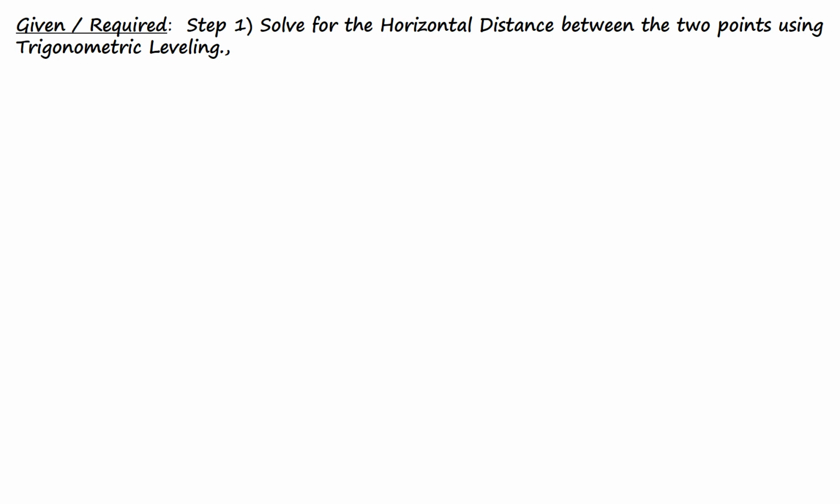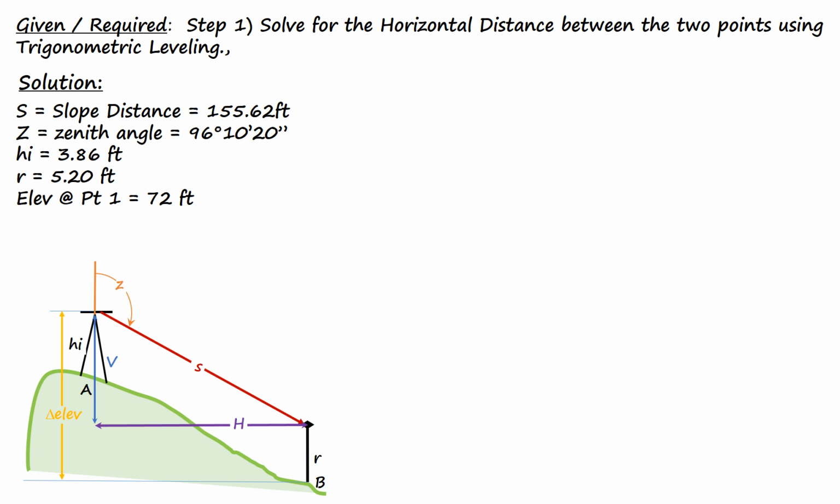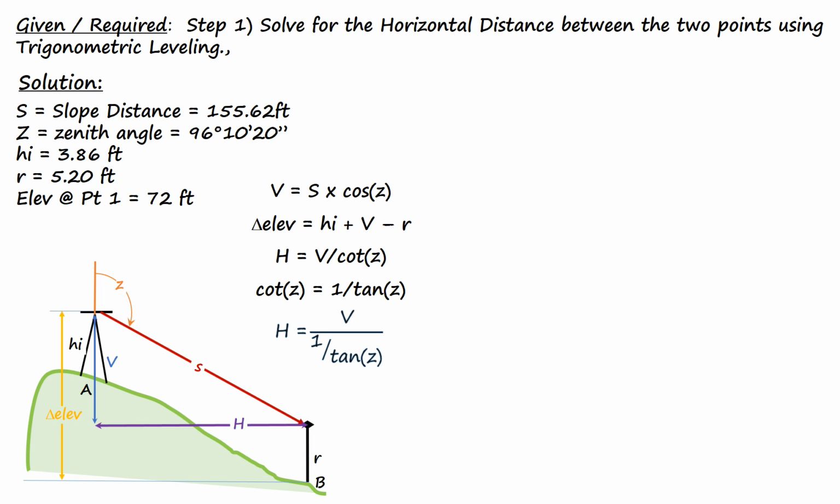Now, let's go ahead and set up the information to do the horizontal distance for the trigonometric leveling. So we know based on our zenith angle of 96 degrees, 10 minutes, and 20 seconds, we're looking downhill. So we have the slope distance of 155.62, the instrument height of 3.86, and the rod height of 5.2. The elevation is 72.